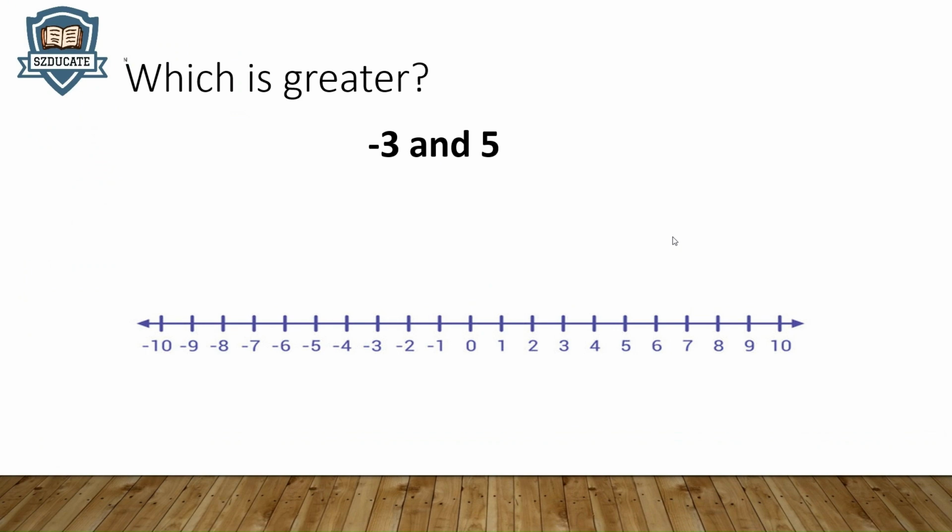So now we want to use the number line to find out which is greater, -3 or -5. First, we mark -3 and -5 on the number line. So let's find where -3 is. -3 is here.